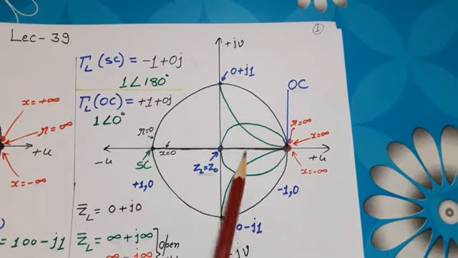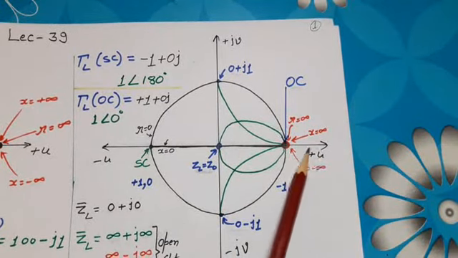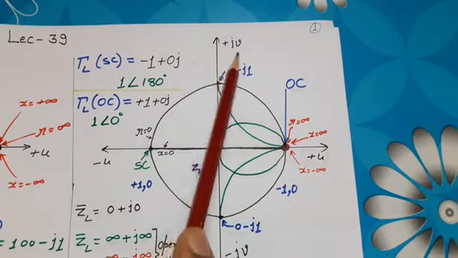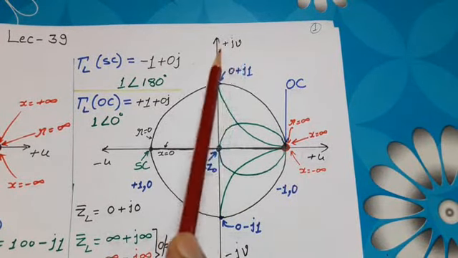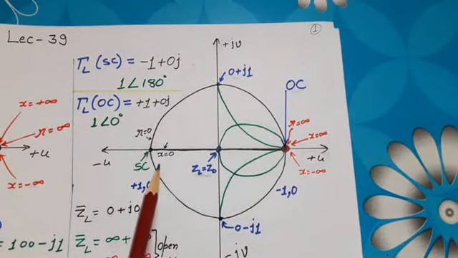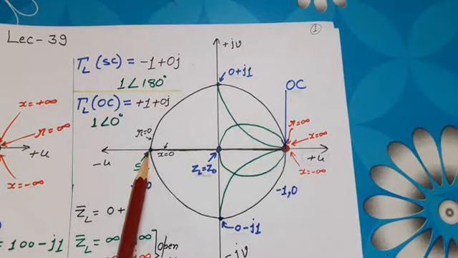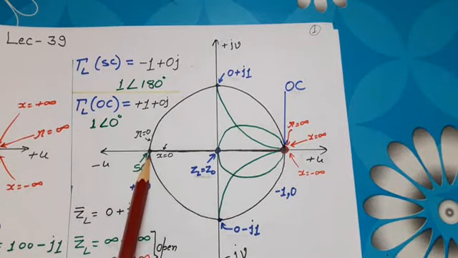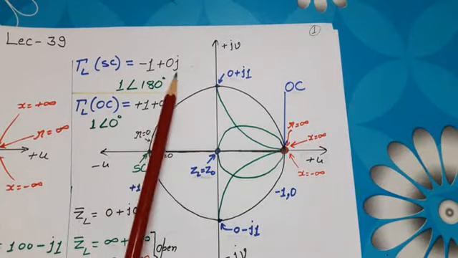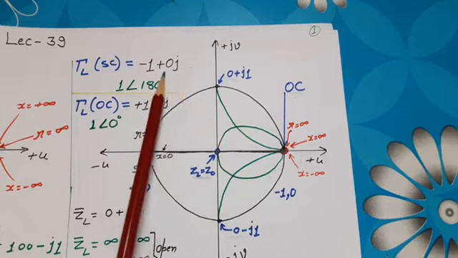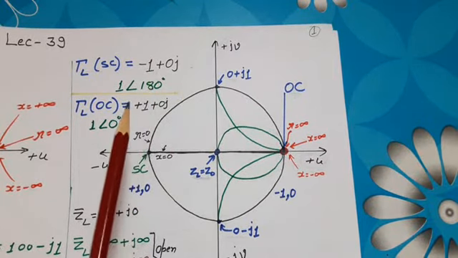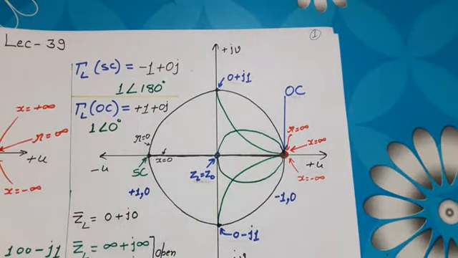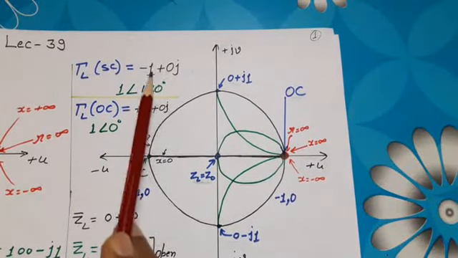Because the horizontal axis of this graph corresponds to the real part of reflection coefficient, that is U, and the vertical axis corresponds to the imaginary part of reflection coefficient, that is V. So direct reading for this point provides us the value of reflection coefficient at load end, gamma L. So for this point we can write gamma L is equal to minus 1 plus 0j. In general form, we have assumed gamma L is equal to U plus jV. So U value is minus 1 and V value is 0. That's why gamma L is equal to minus 1 plus j0.